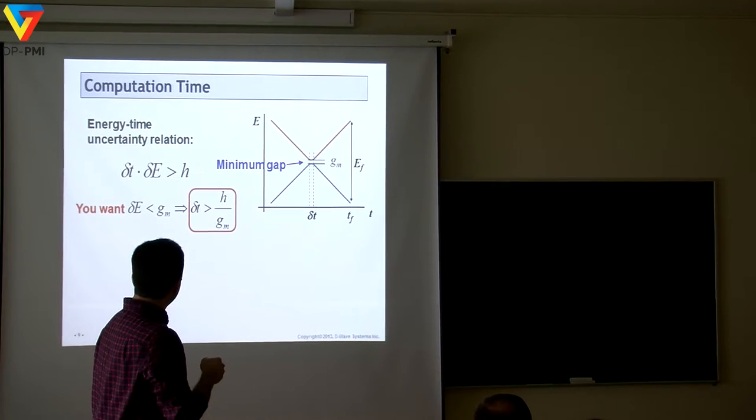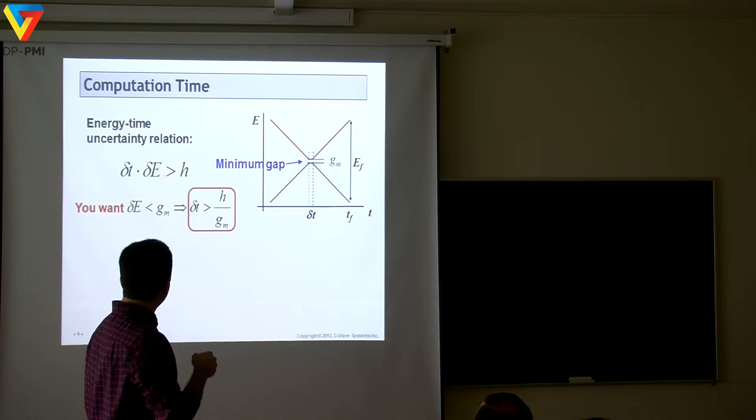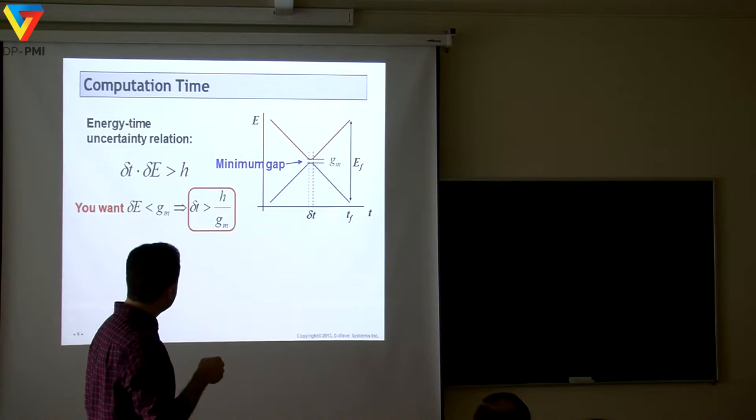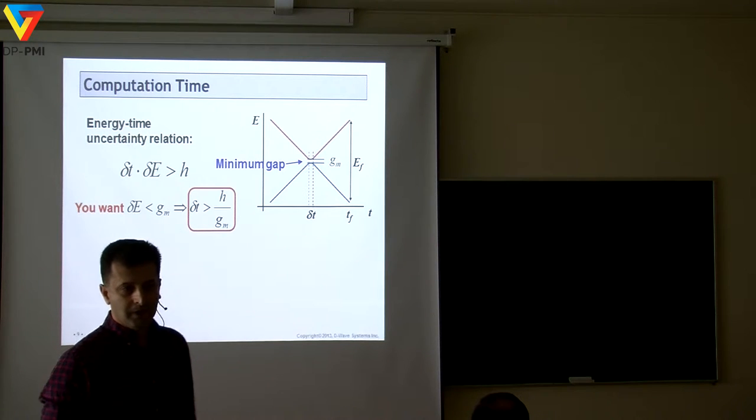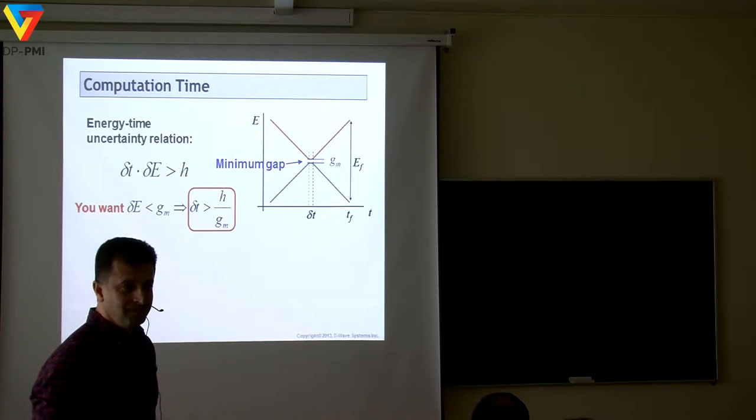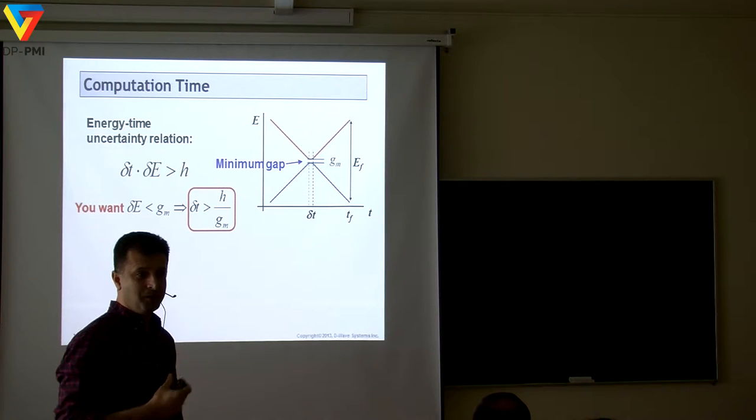So therefore, if I just use this uncertainty relation, and I say I want the uncertainty of energy to be smaller than the gap, it tells me that the time scale that I spend in this region should be larger than h divided by the gap. But I showed you this gap squared, so how does gap squared come in?